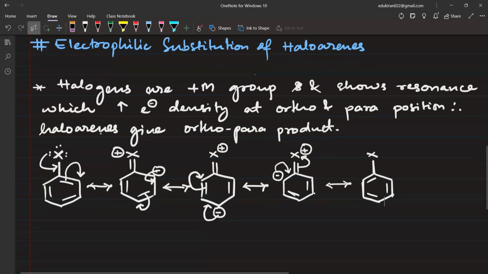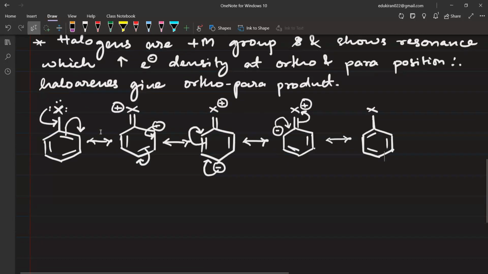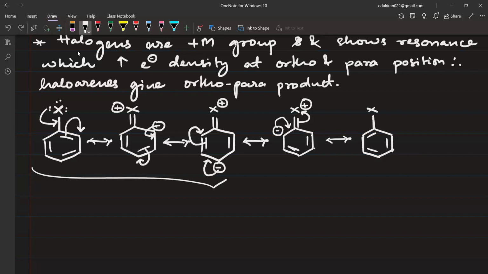Now, please imagine that all of these electrons are moving in a single molecule, and electrons have the speed of light. So you won't see all of these different structures. Rather, you will see a hybrid and a mixture of all of these structures. That's what is actually present when we look at haloarene. That is the resonance hybrid structure.